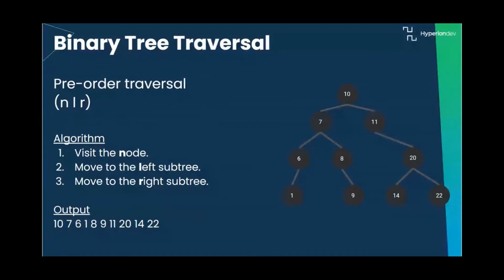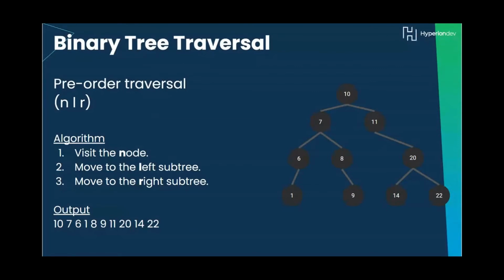You can think of each node as having this policy of going through each one of those steps. By going through each one of those steps, it will result in the output that you can see on the screen. So let's start at 10. Like I mentioned, all of these nodes would have N, L, and R, which would be visit the node, go to the left, and then go to the right. That goes for 10, 11, 7, all of those numbers that you see on the screen.